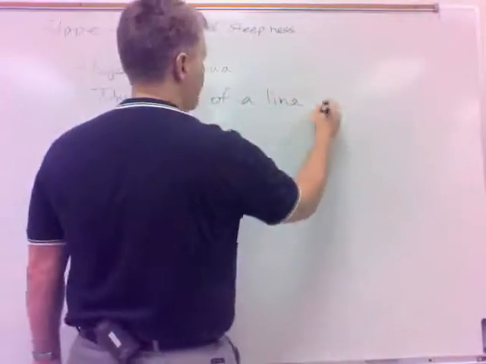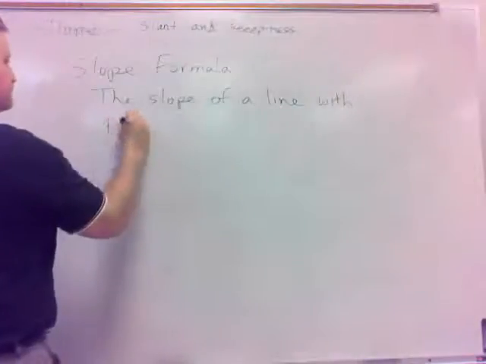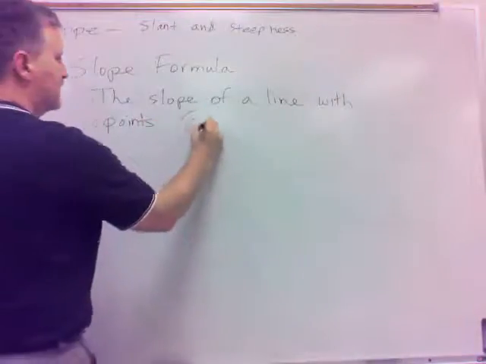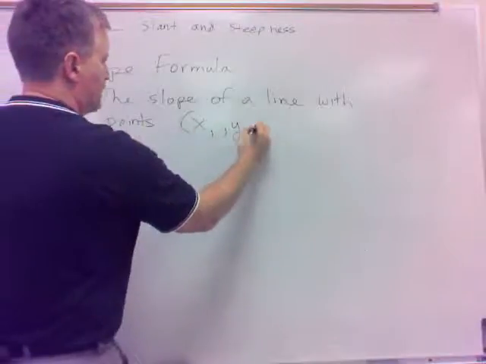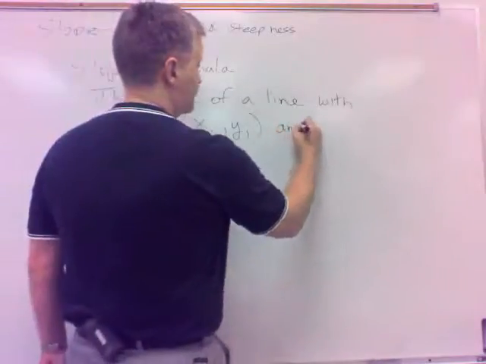The slope of a line with points. And just like in graphing, you need 2 points for this slope formula, x1, y1 and x2, y2.